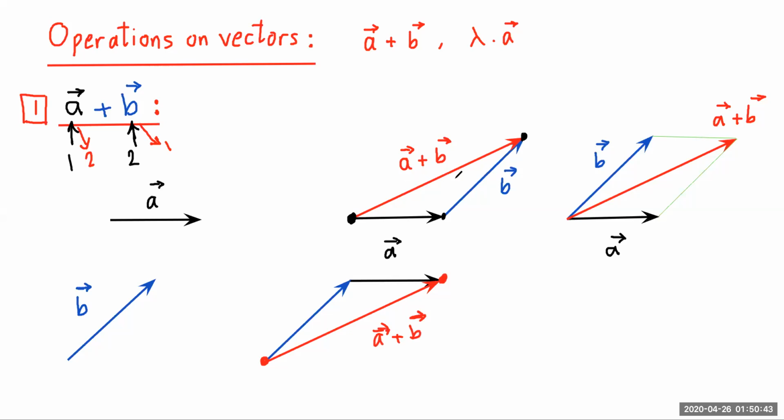Also, we can define A plus B using the method of parallelogram. Let's take A and B. In this case, I will take the beginning of the vector A and the vector B as the same. Then after sketching A and B, we will make a parallelogram constructed on the vectors A and B. Then I will take this point, and this is the vector A plus B.